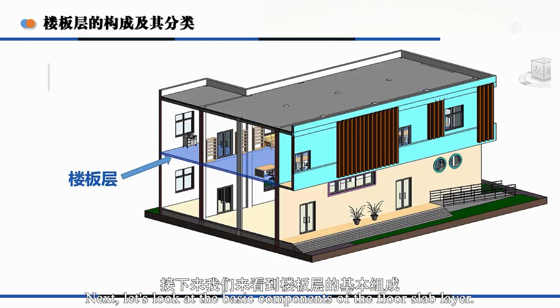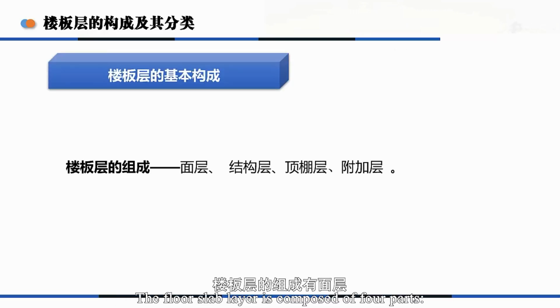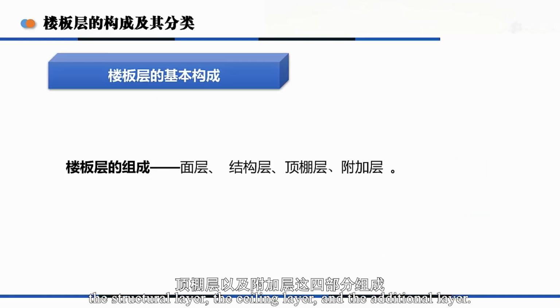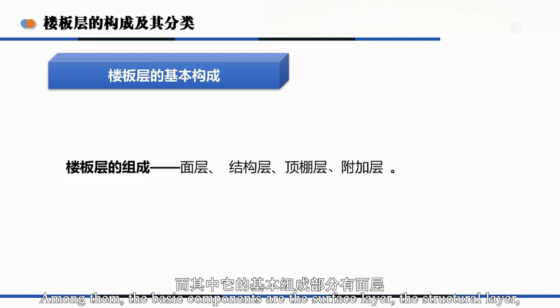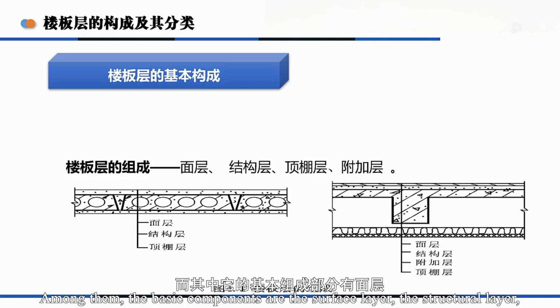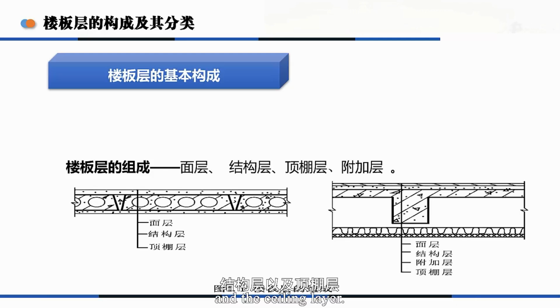Next, let's look at the basic components of the floor slab layer. The floor slab layer is composed of 4 parts: the surface layer, the structural layer, the ceiling layer, and the additional layer. Among them, the basic components are the surface layer, the structural layer, and the ceiling layer.